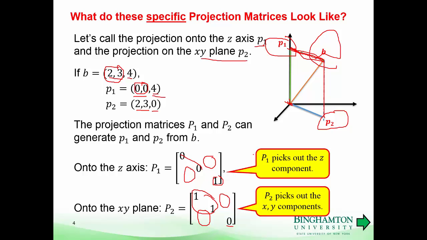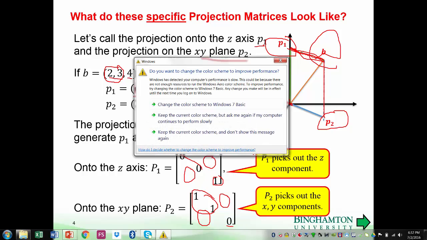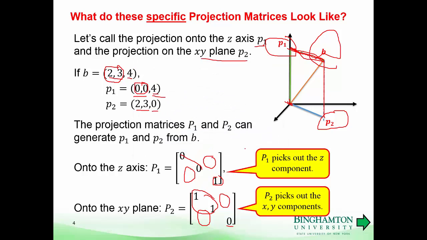to be. But suppose I have some plane that goes through the origin but is tilted. It's not the XY plane, it's some tilted plane, and I want to project B onto that. It's harder to even visualize what the result should be, and it's even harder to visualize what the projection matrix will look like. But that's what we're trying to figure out.